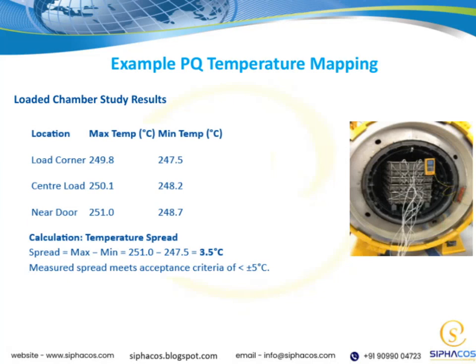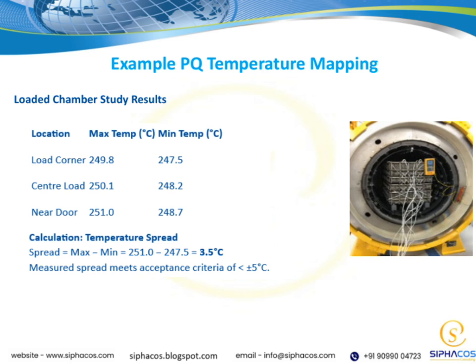Let's take a closer look at the example PQ temperature mapping from our loaded chamber study results. As you can see here, this slide highlights the key findings from our recent testing. The purpose was to understand how temperature distributes throughout the chamber during operation, which is critical for ensuring consistent product quality. What stands out is the variation we observed across different zones in the chamber.